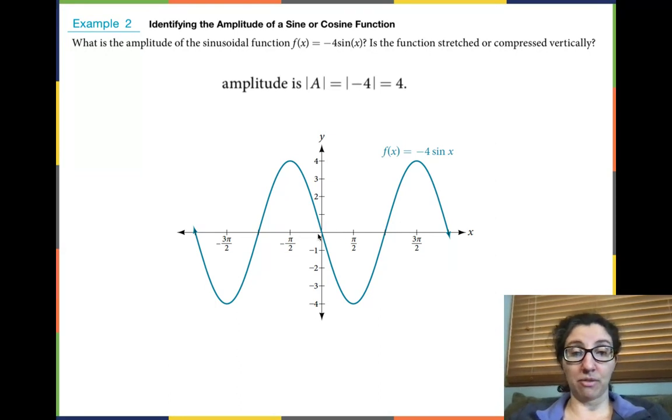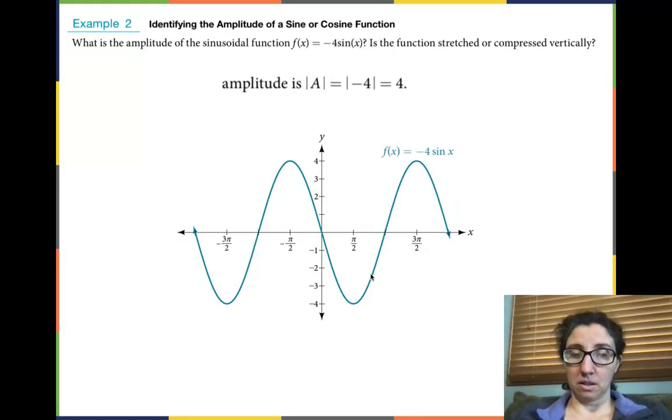And there would be a graph, right? So here we can see what this minus sign does. We go down 4 first and then up 4. Normally we go up and then down, right? So the amplitude is 4, but this minus sign reflects it vertically. So it looks like that, right? And our period hasn't changed. Our period is still 2 pi.